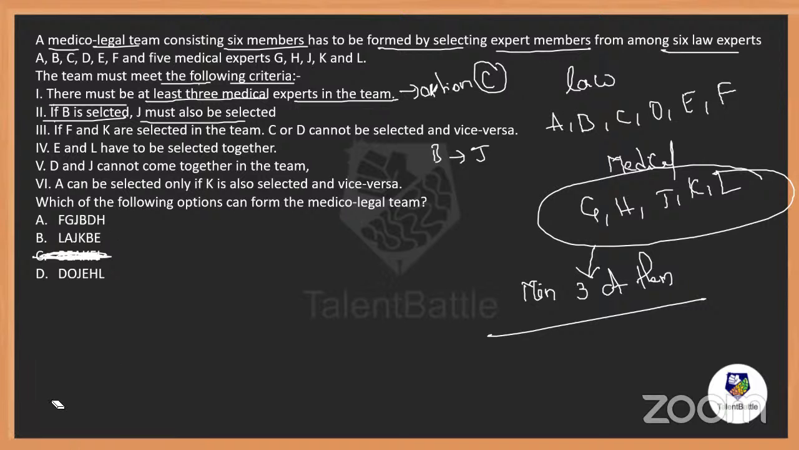Okay. Now the next option, what did they say? If F and K are selected in the team, C and D cannot be selected, and vice versa. If F and K are there, C and D should not be there. Either one of them, they did not tell us clearly. Okay, let's see that also. Now look at this one: E and L should be selected together. E and L are there here, and E and L are there here also.